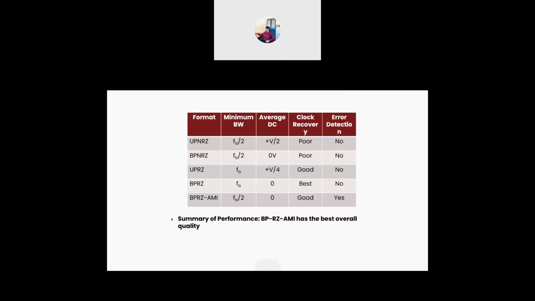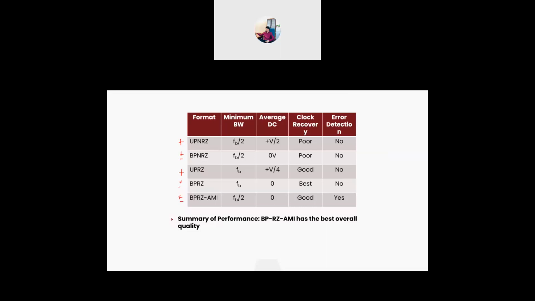So this one is the comparison between the unipolar non-return to zero, bipolar non-return to zero, unipolar return to zero, bipolar return to zero, and bipolar return to zero AMI. For unipolar we're going to have only one sign, and for bipolar we're going to have positive and negative. AMI is alternate mark inversion.